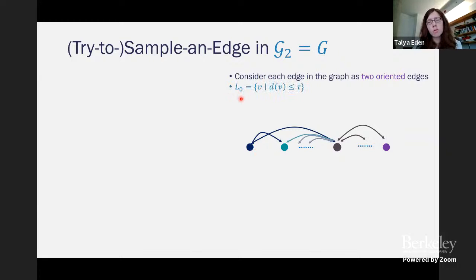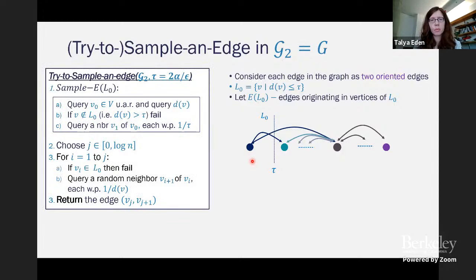And I define the set of low degree vertices in the graph. I call it L_0. So L_0 is all the vertices v whose degree is bounded by some parameter tau, which will be defined according to the arboricity of the graph. And I assume the arboricity is an input to the algorithm. So I get the value alpha, which is a bound on the arboricity of the graph. And then we let E(L_0) be the edges originating in the vertices of L_0. So these two edges belong to E(L_0). They originate in this vertex that belongs to L_0.